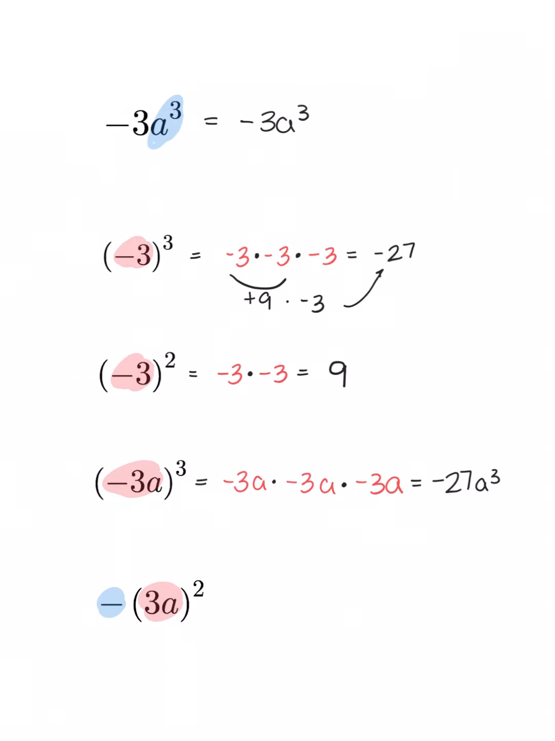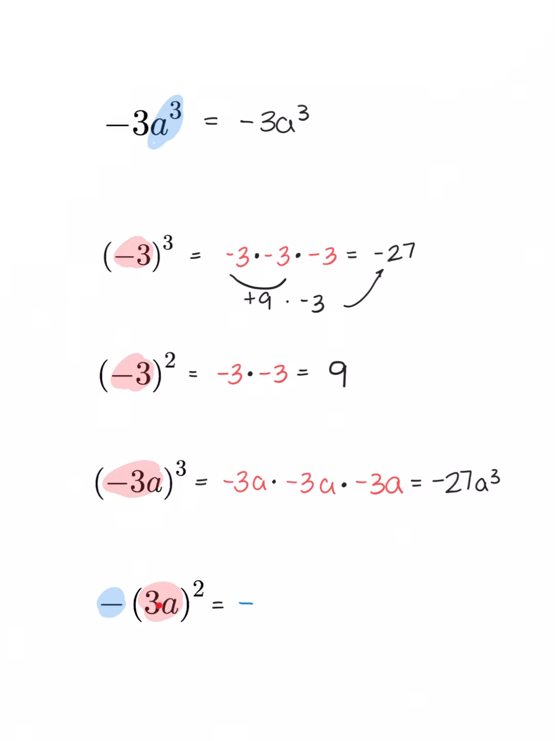On this last one, notice that the negative is in front of the parenthesis. That means that we simply write it down, and we do not need to square it. Only the 3a is affected by this exponent, not the negative. It is outside of the parenthesis.